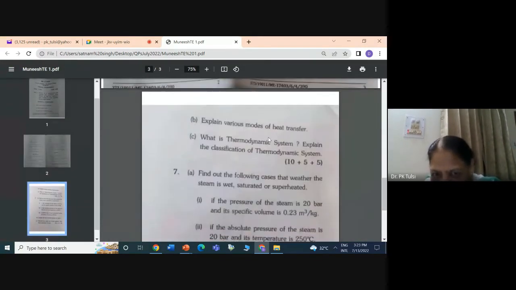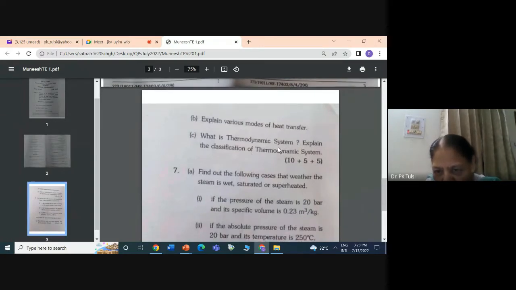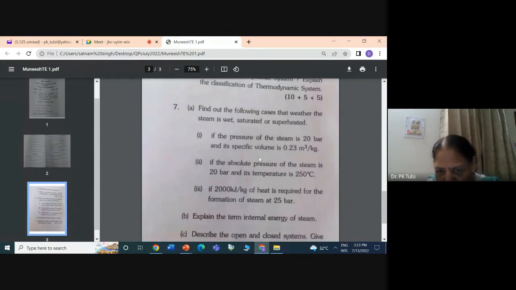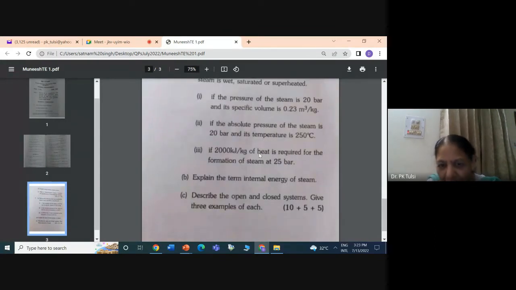बाकी ऑलमोस्ट ये फिर what is thermodynamic system. अब thermodynamic system, you could simply use this, explain thermodynamic system and its classification. Would have been a very simple question. अब ये if find out the following cases that whether the steam is wet, saturated और ये सब ठीक है. अब देखिए ओपन एंड क्लोज्ड सिस्टम भी ठीक है.